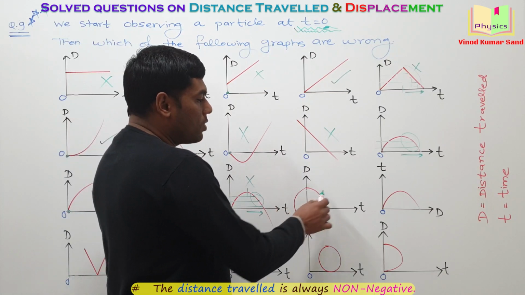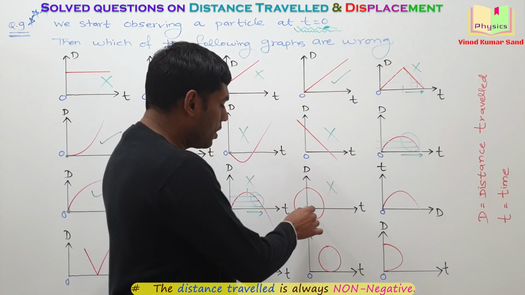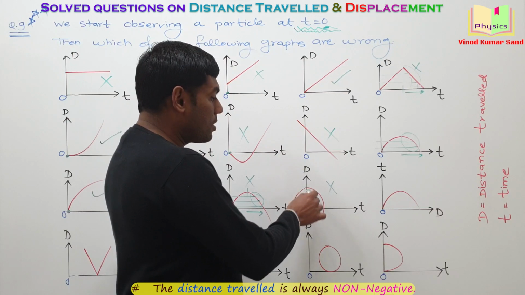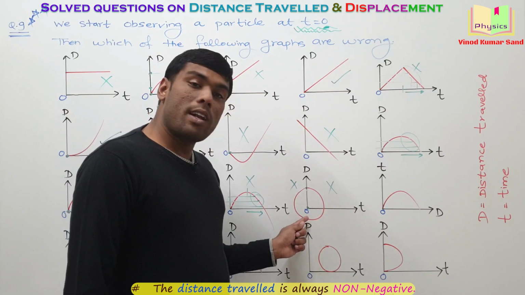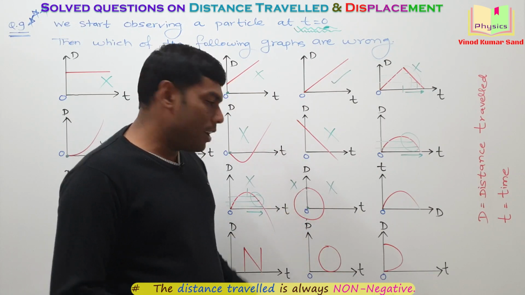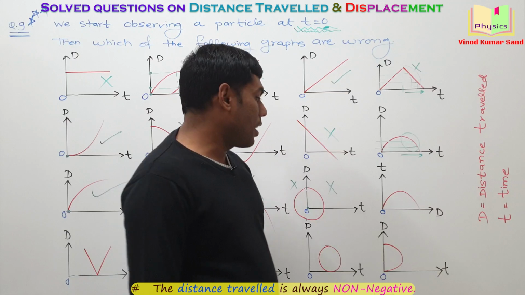This graph is also wrong. T is equal to 0, and the distance traveled is non-zero. Here the distance traveled goes into the negative part also, which is again wrong. So there are errors in this graph.